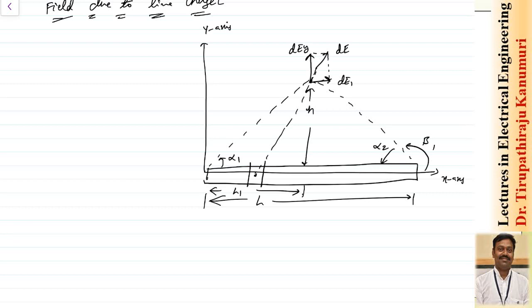So this is in the x direction. So we can calculate the two components, the sum of those two components. That means you can represent it in the rectangular form. Then we can combine to calculate the total value of the electric field. Getting it?